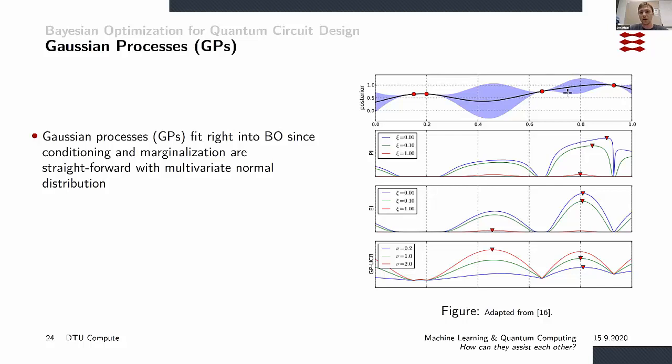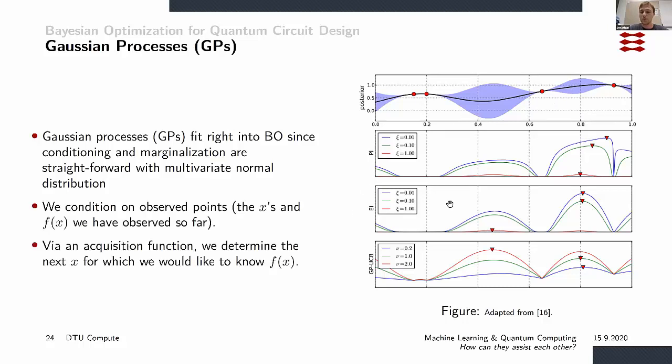If you want to do another query of your hyperparameter, we can use what's called an acquisition function to determine which hyperparameter we want to ask for next. And you can see that different acquisition functions, here called the PI and the EI and the GP-UCB, ask for different hyperparameters depending on what kind of settings you give.